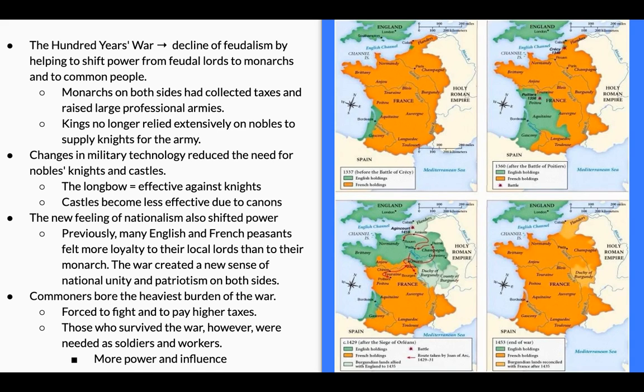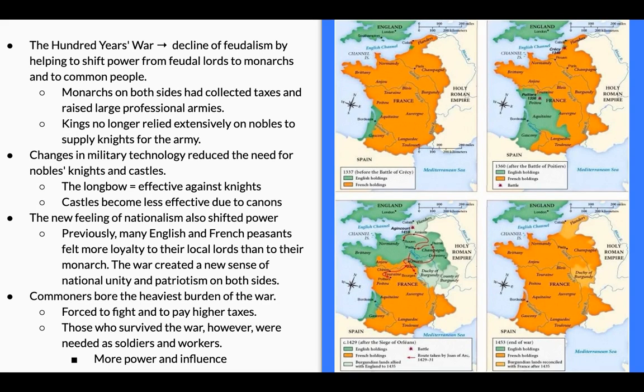During the struggle, monarchs on both sides had collected taxes and raised large professional armies. As a result, kings no longer relied extensively on the nobles to supply knights for the army. Because remember, that is how the feudal system worked.